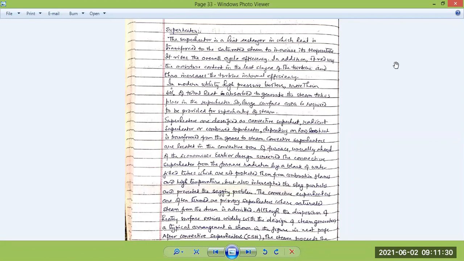But in modern high pressure boilers, more than 40% of the total heat absorbed in generating the steam takes place in the superheater. So a large surface area is required to be provided in the superheating of steam. Here what he says is that 40 to 50%, almost half of the heat, is utilized in the superheater of high pressure boilers, to heat the steam in the superheater itself. And so a large surface area is required to be provided for superheating of steam.